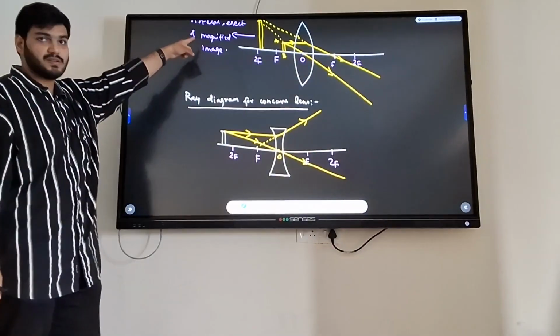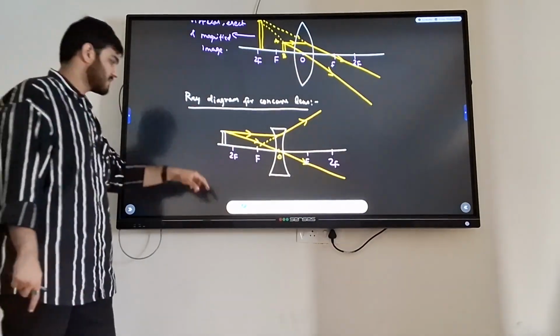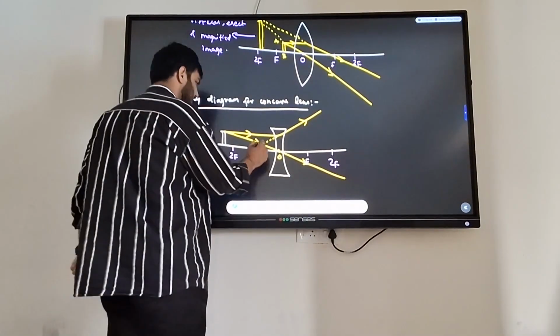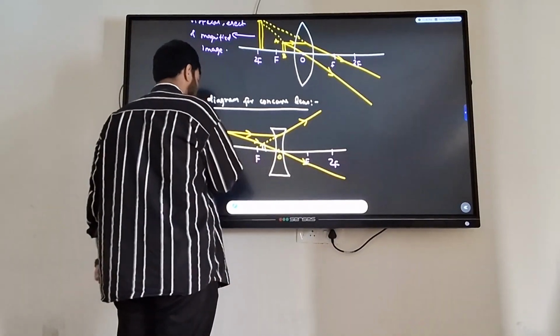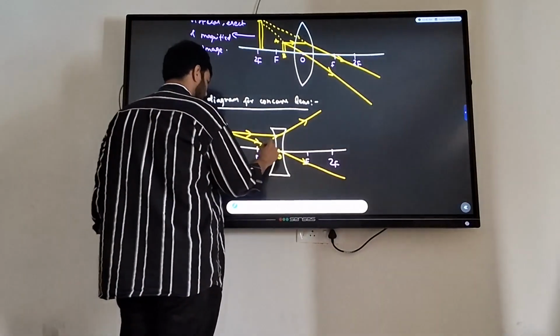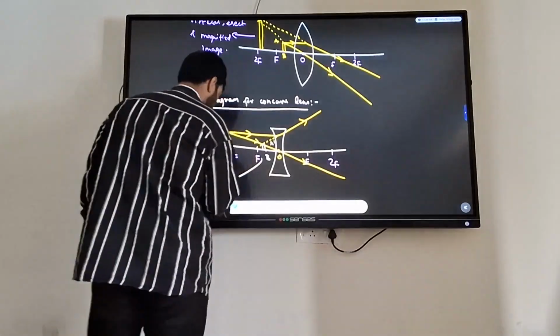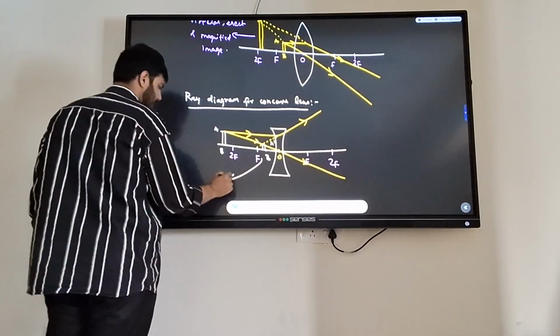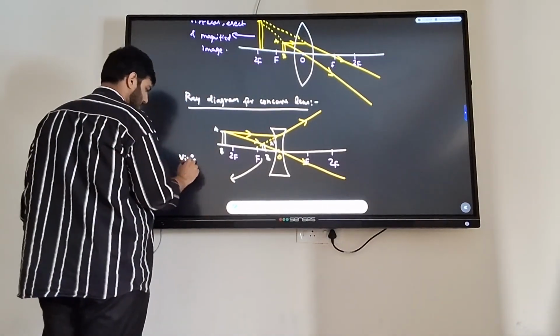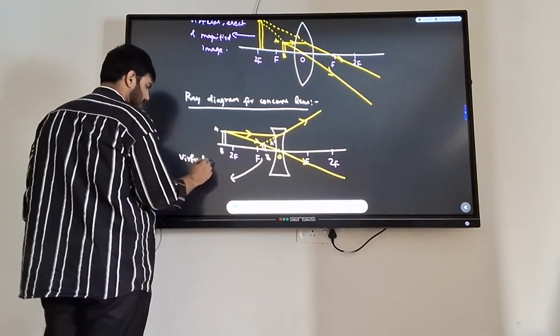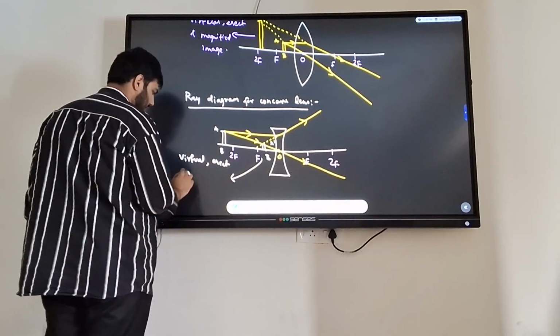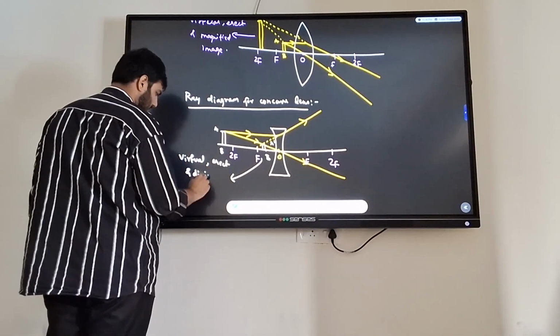Where we found virtual and magnified earlier, that was a different thing here. And it's erect as well. So A, B, A dash, B dash. What is the comment? The comment is virtual, erect, and diminished.